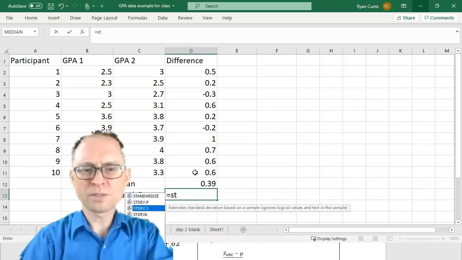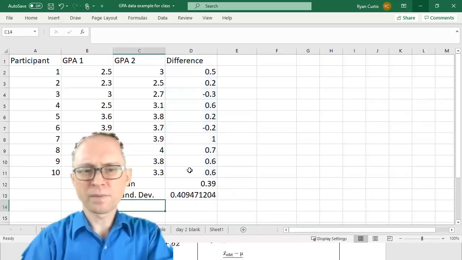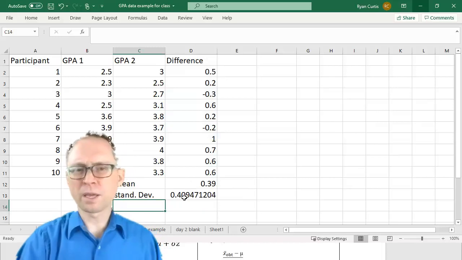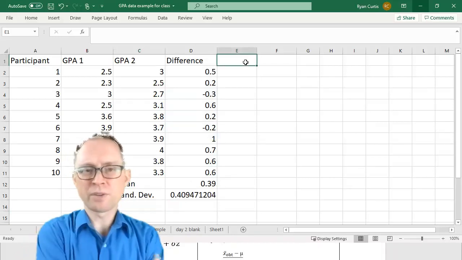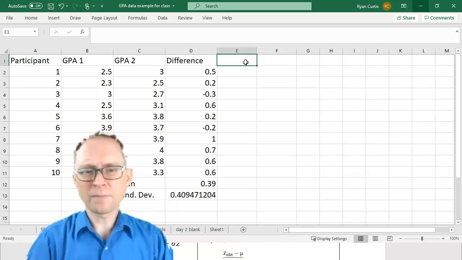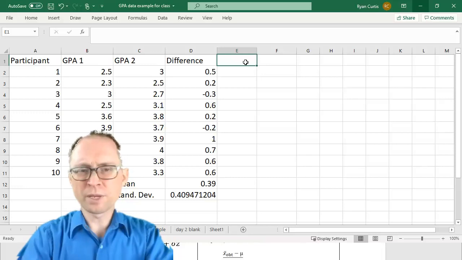The standard deviation, and since this is a sample, it's going to be this standard deviation right here. That's what we're going to get. But that's the same way that we calculated standard deviation every other time. Okay? So what we do is we got all these difference scores. We got the mean of the difference scores.